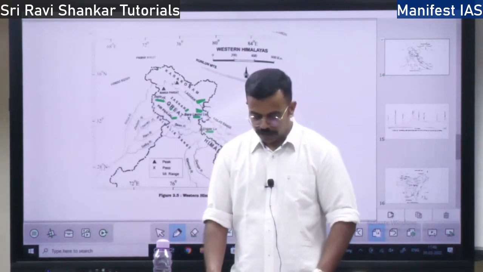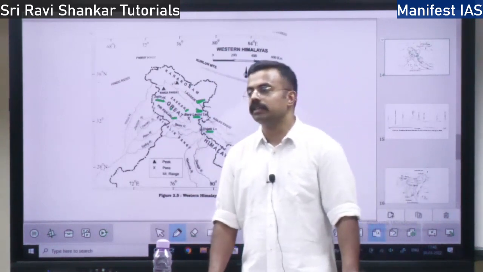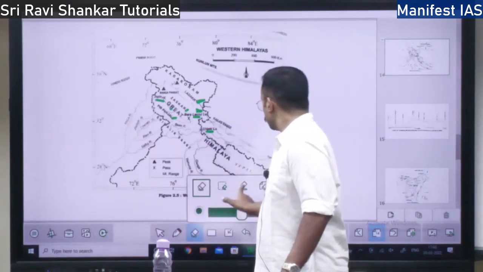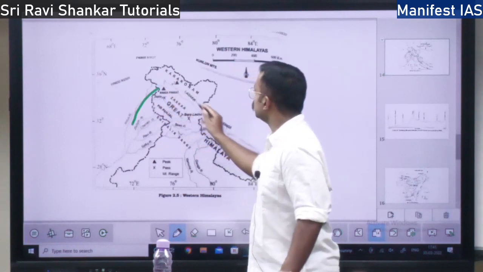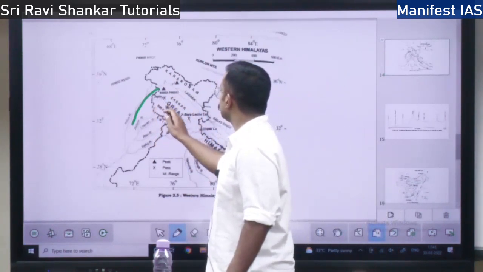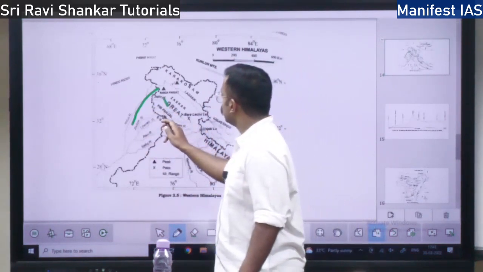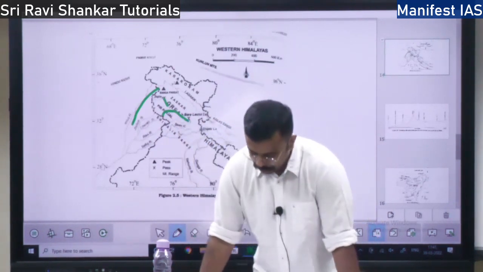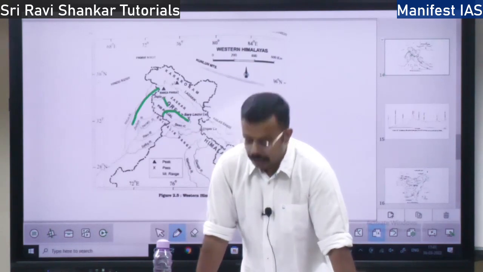Then what are the rivers that pass through this region? You have Indus River. Indus, where is Indus going? This is Indus, this river, this is Indus. So you have Indus River, you have Jhelum River, see, Jhelum is here. Then you have the Chenab River, Chandrabhaga. Chenab River is also there, right? So Jhelum passes through the Ular Lake.